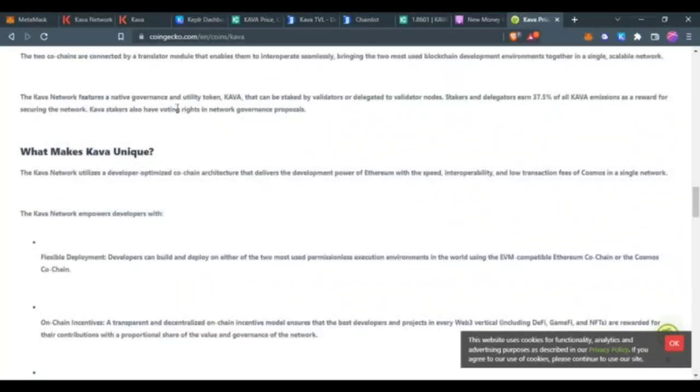The Kava network features a native governance and utility token, Kava, that can be staked by validators, or those that are validating the network, or delegated to validator nodes. Stakers and delegators earn, as of right now, 37.5% of all Kava emissions as a reward for securing the network. Kava stakers also have voting rights on network governance proposals.